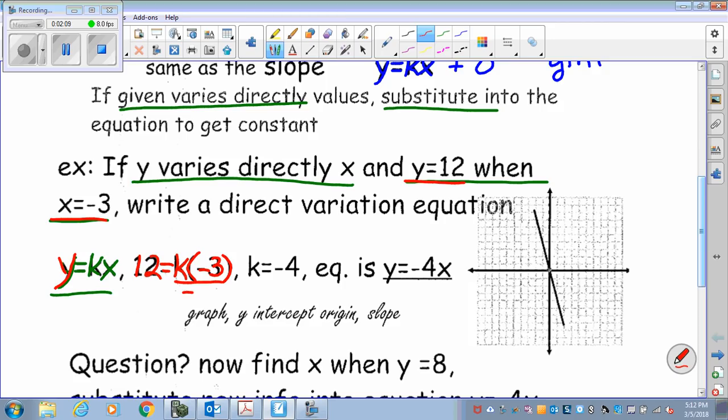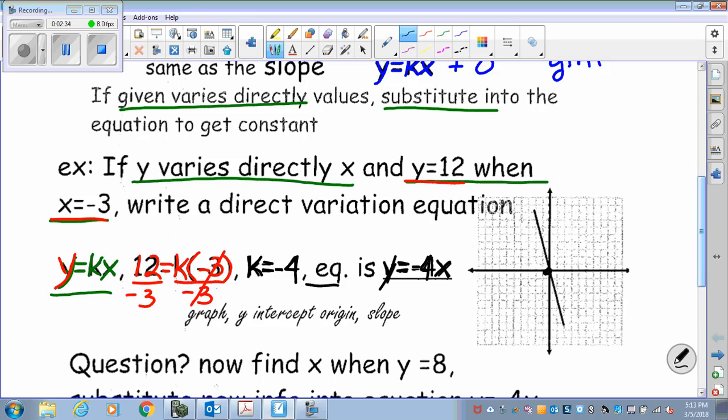And then I'm going to solve for k. So I would divide both sides by negative 3, and so I would get k equals 12 divided by negative 3, which is negative 4. So k equals negative 4. So my equation is y equals negative 4x.